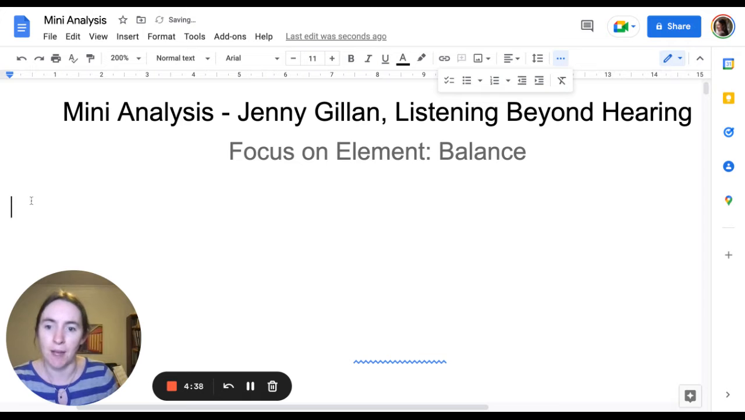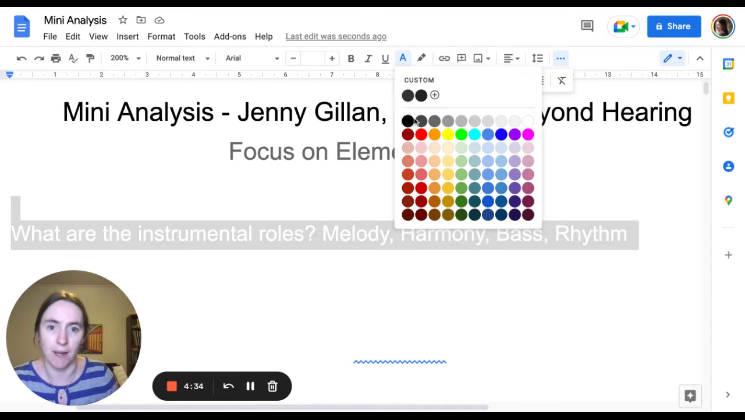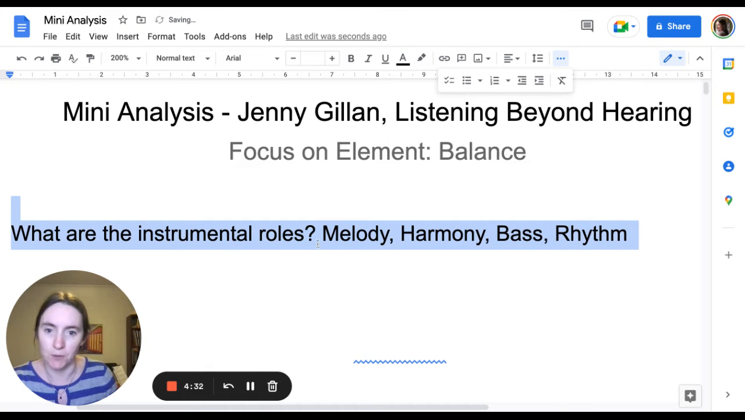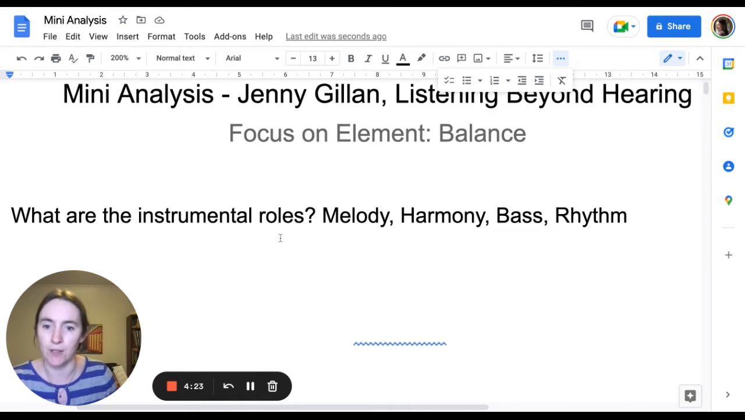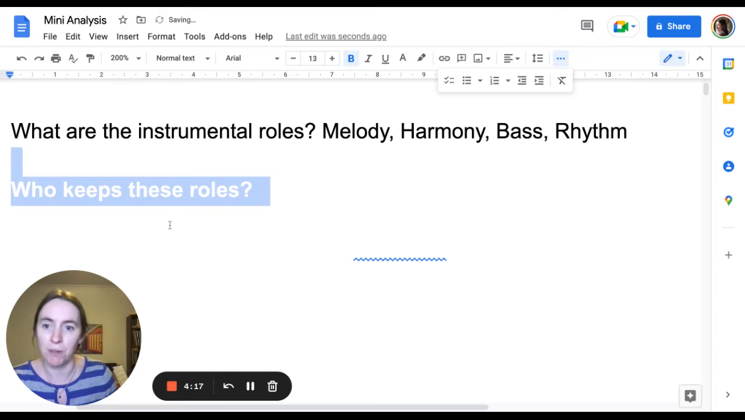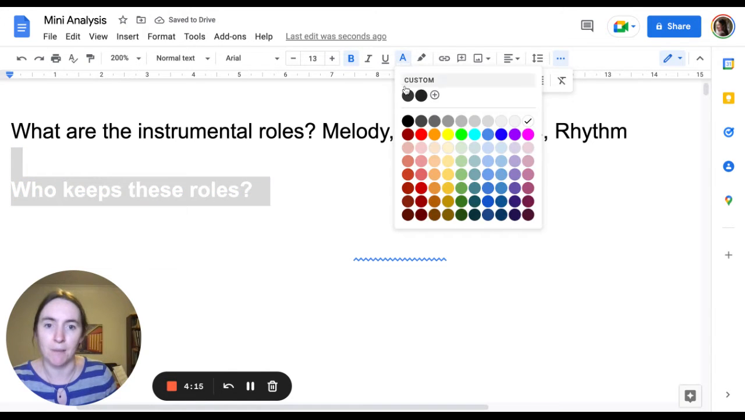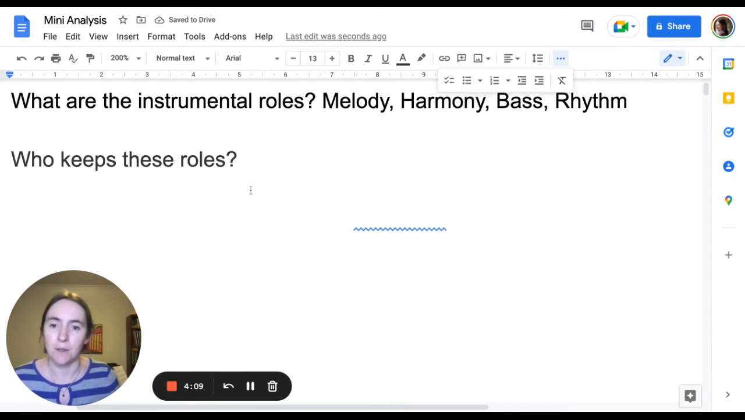Now, today we're going to talk about balance. So the first thing you're going to ask yourself when you're looking at balance is, what are the instrumental roles? Who is doing what? So we've got melody, harmony, bass, and rhythm. And I like to use the words foreground, middle ground, and background to describe what those roles are. So your question then is, who is playing these roles? Who is playing the melody? Who is playing the rhythm? Who is playing the harmony? And who is playing the bass? So that's your first question.